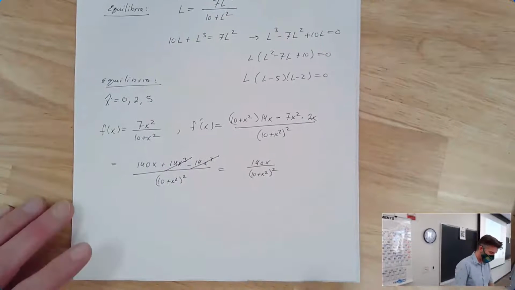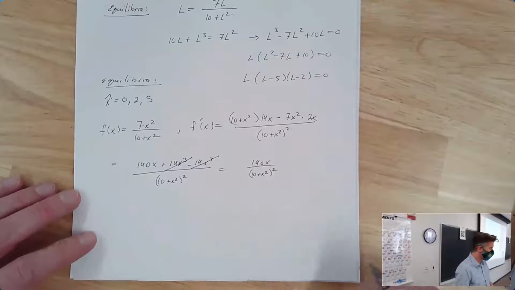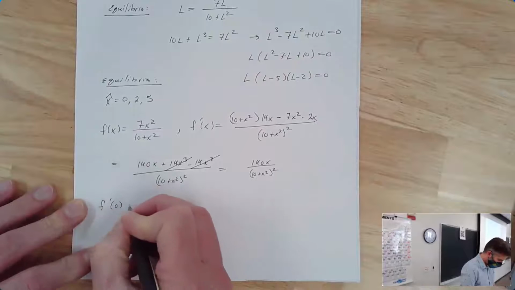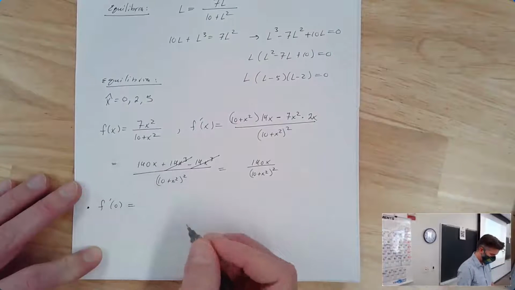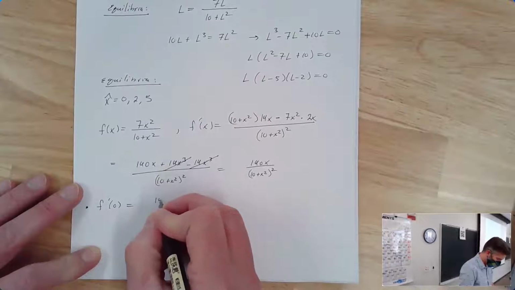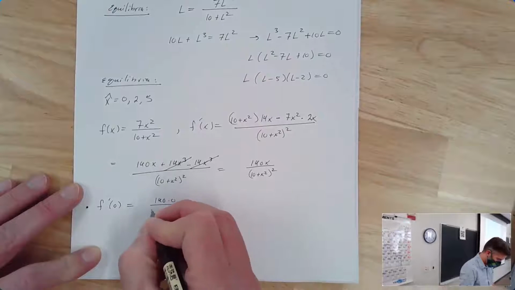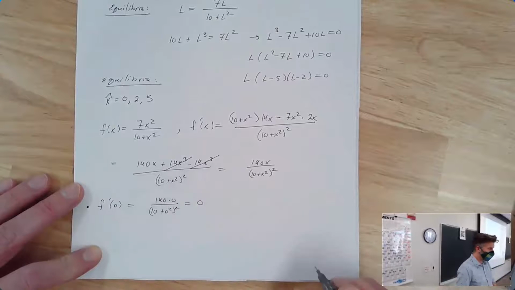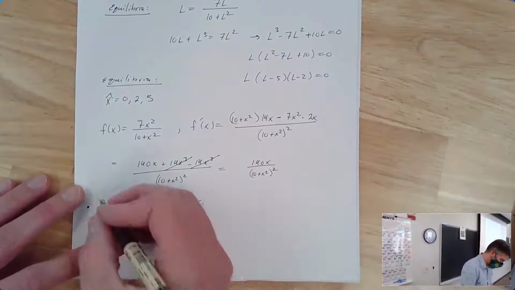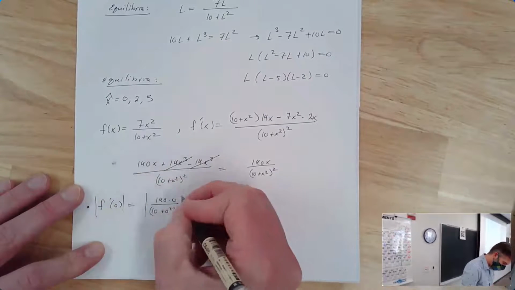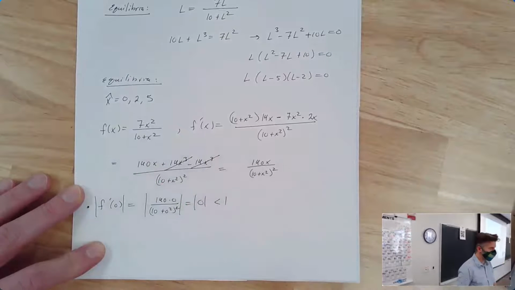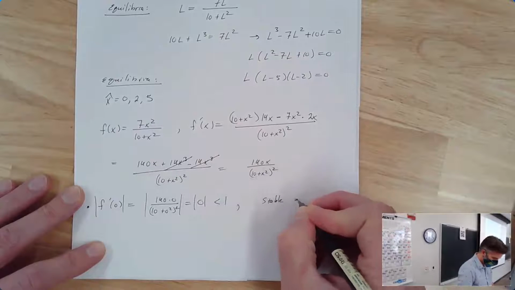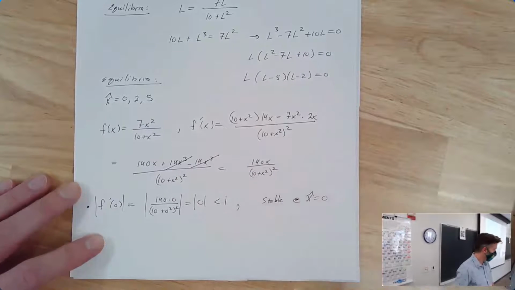So now let's try plugging in our various equilibria and see what we get. Plugging in 0, f prime of 0 is going to be 0, right? It's 140 times 0 over, it really doesn't matter at this point. Definitely 0, which is certainly less than 1. So it's definitely stable at 0.